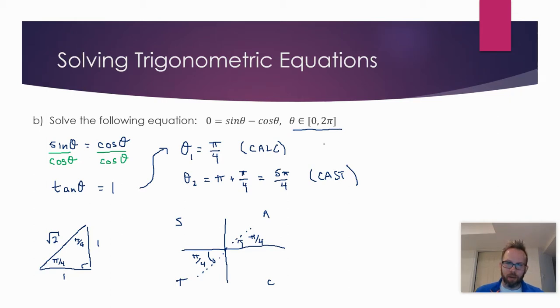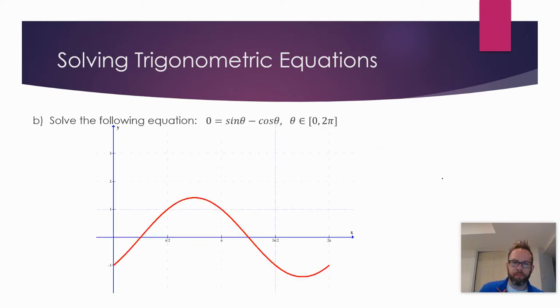As decimals, just so we can check our answer, that's about 0.785 we said. And then 5 pi over 4 was about 3.93. And I have this sketched as well, right here. And so you can see between 0 and 2 pi, you do have two solutions, here and here.